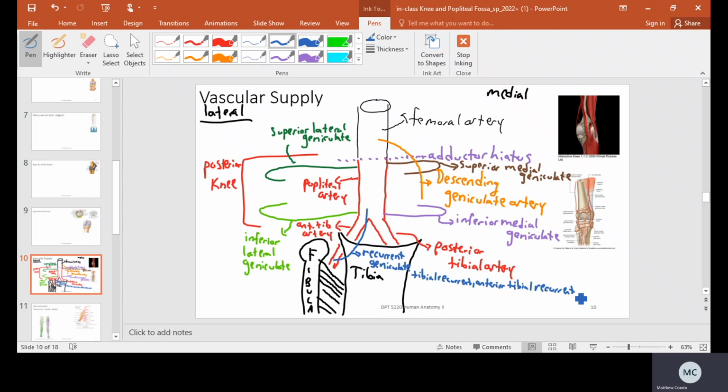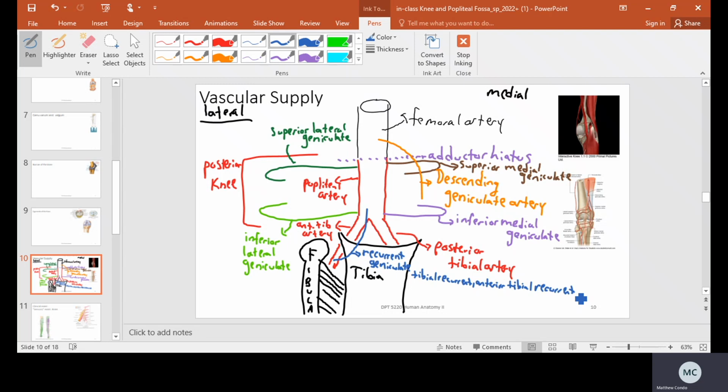Okay, any questions on blood flow? Yes? So the recurrent geniculate, is that on the anterior side? Is everything still on the posterior? No, so that's a good question. The recurrent genicular artery comes off the anterior tibial. Okay, what we're going to learn is that the popliteal artery is going to come down. It's going to split into the posterior and anterior tibial. That anterior tibial is going to shoot forward, and then the recurrent comes off the front. Yeah. Thank you.